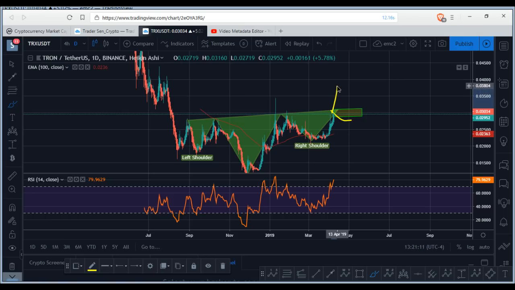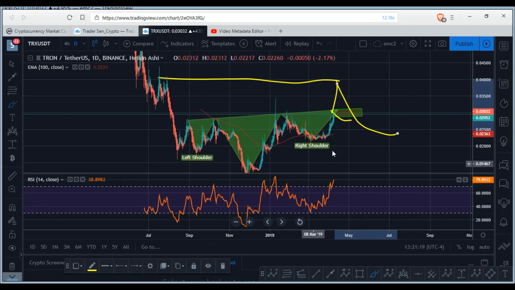Even though I want Tron to break out, let's say we push to the upside just about this area and then get rejected. We could be facing another 30-40% to the downside, because we're going to lose a lot of strength, and the RSI is going to be 88, 90 by the time we get to this 30% move to the upside after the neckline. It's not going to look good.